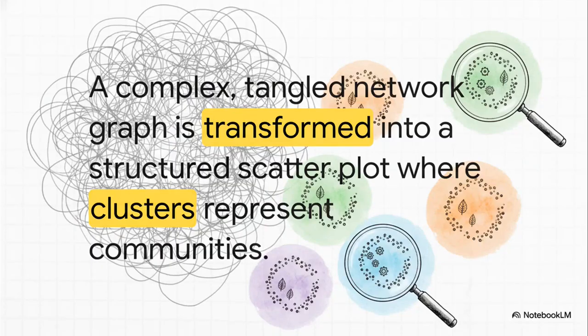And when you see this in action, the result is pretty amazing. You can take a messy, tangled web of a network that's hard to interpret and transform it into a clean, organized scatter plot. And in that plot, you suddenly see these clear clusters of points. Those clusters are the communities and the groups of similar nodes that were hiding in the network all along.